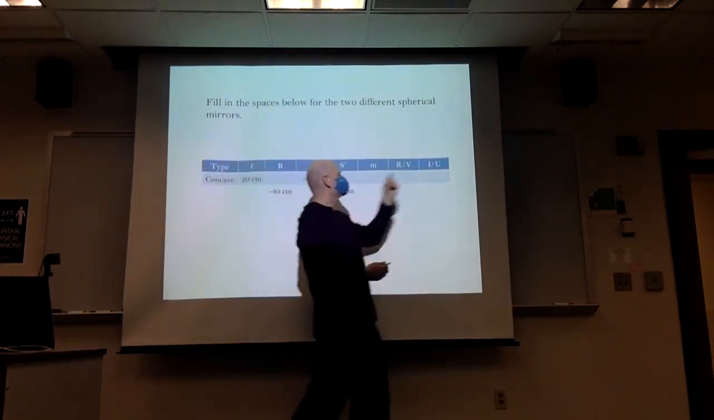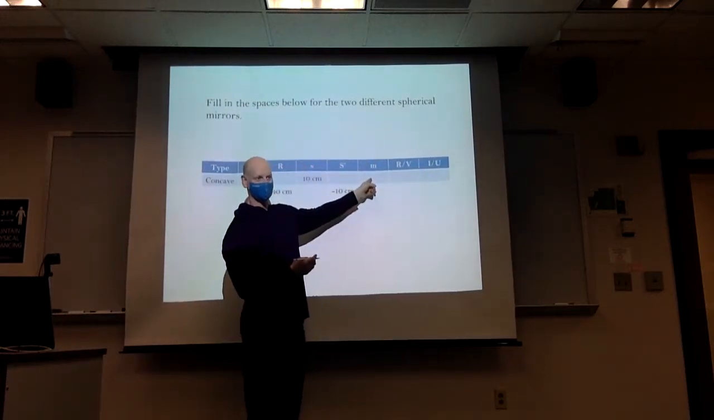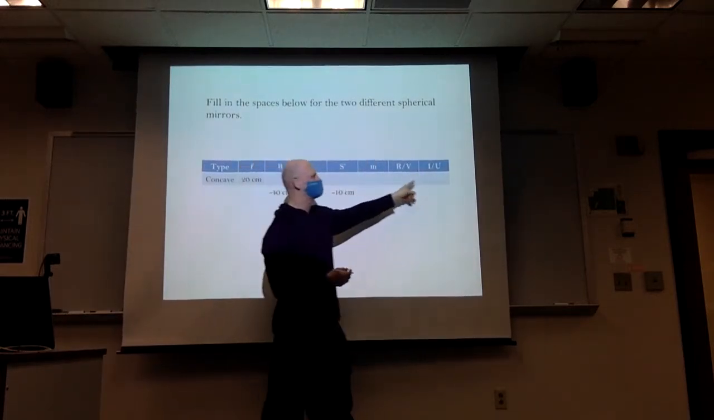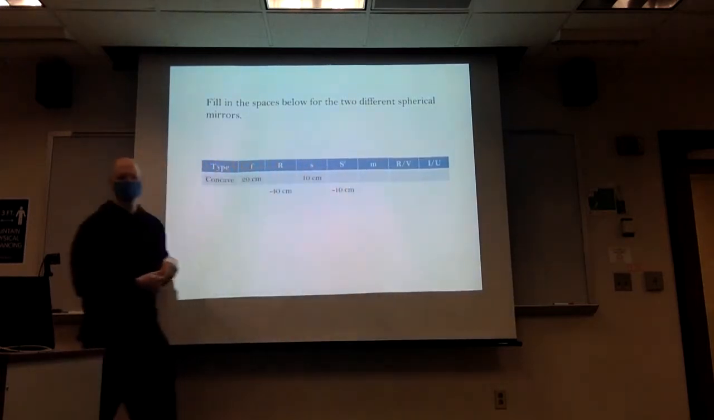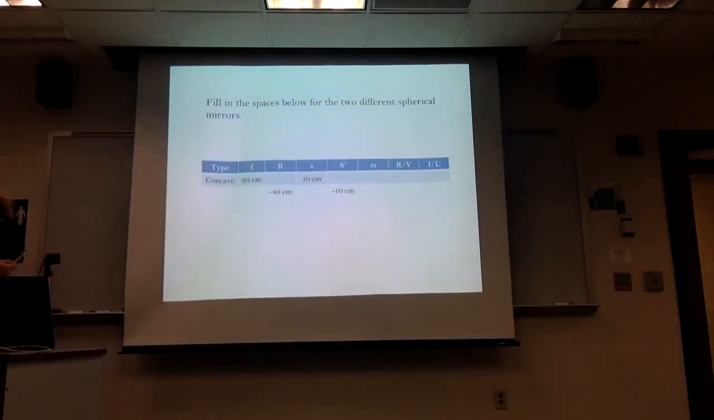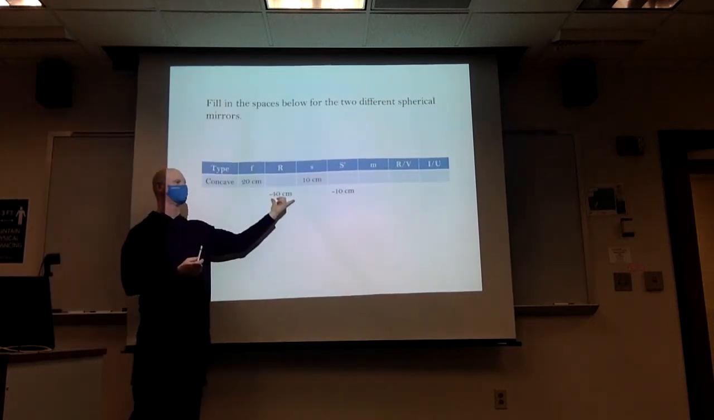And then this one is it inverted or is it upright? You base that off of the magnification. Again, if magnification is positive, it's upright. If it's negative, it's inverted. Nice and easy. The second one, then, you're not told the type of mirror, but you are told the radius.